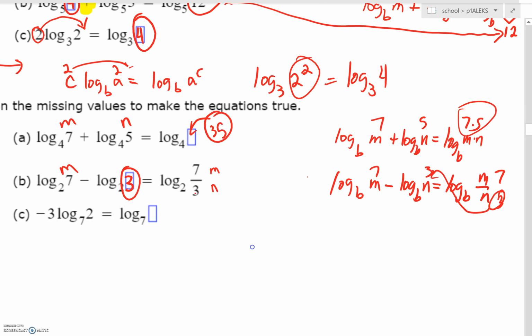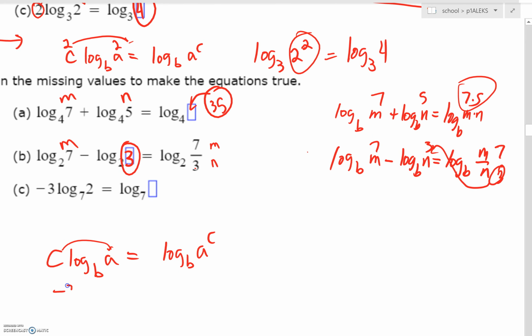Finally, for letter C, it's that third property that says, hey, you can take that coefficient, the number in front, and raise it up as a power. So look at this. If we've got negative 3 log base 7 of 2, this negative 3 is going to get lifted up as a power. You'll have 2 to the negative third power.